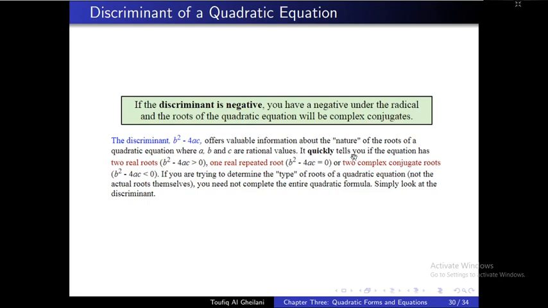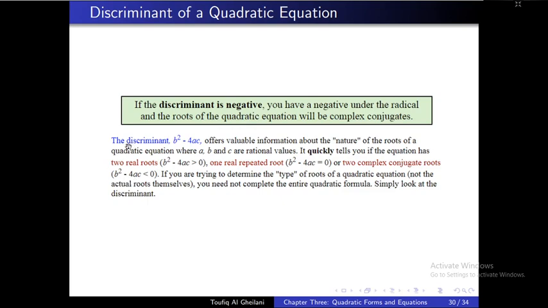It quickly tells you if the equation has two real numbers, if b squared minus 4ac is greater than 0, so they are two real numbers. It has real repeated roots when b squared minus 4ac equals exactly 0, or two complex conjugate roots when the value of the discriminant is less than 0, when b squared minus 4ac is less than 0.